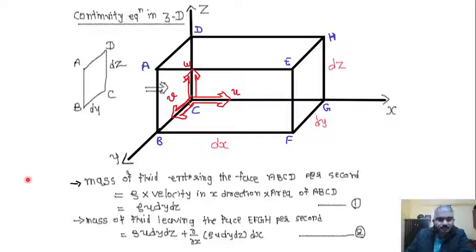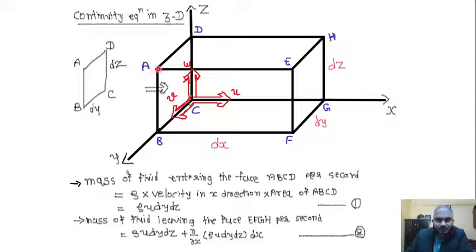In our previous lecture, we proved continuity equation in 3 dimensions. So here we have taken an elementary volume which is cubic in shape, having dimensions dx, dy and dz in x, y and z direction respectively. Apart from that, the velocity components are u, v and w in x, y and z direction.